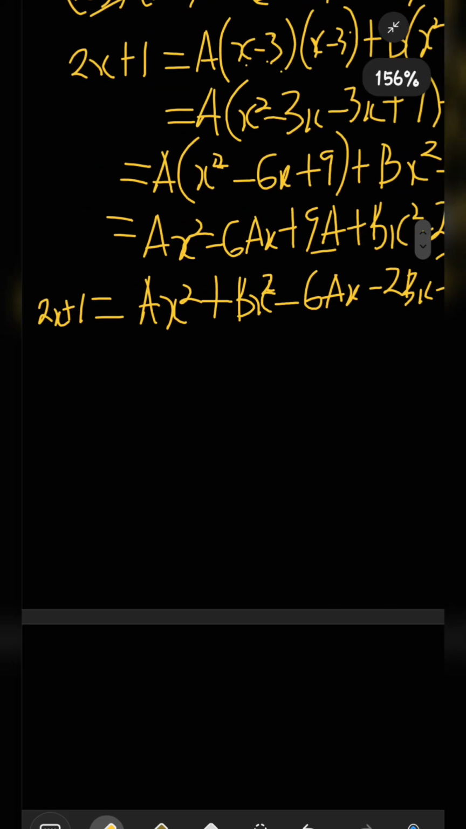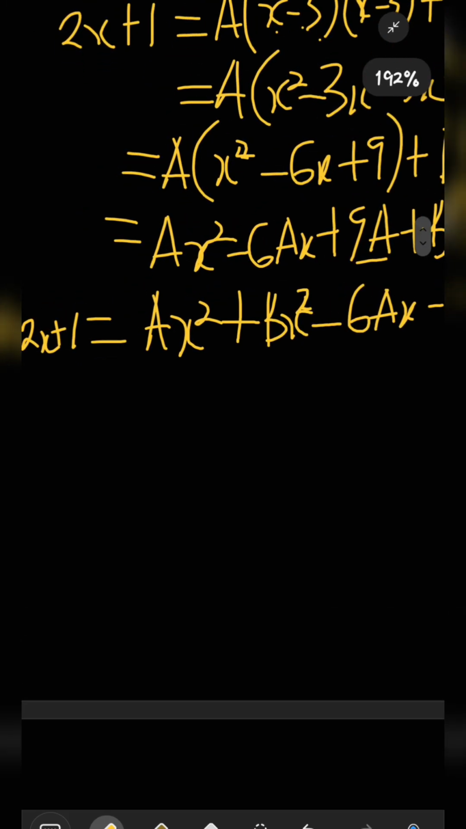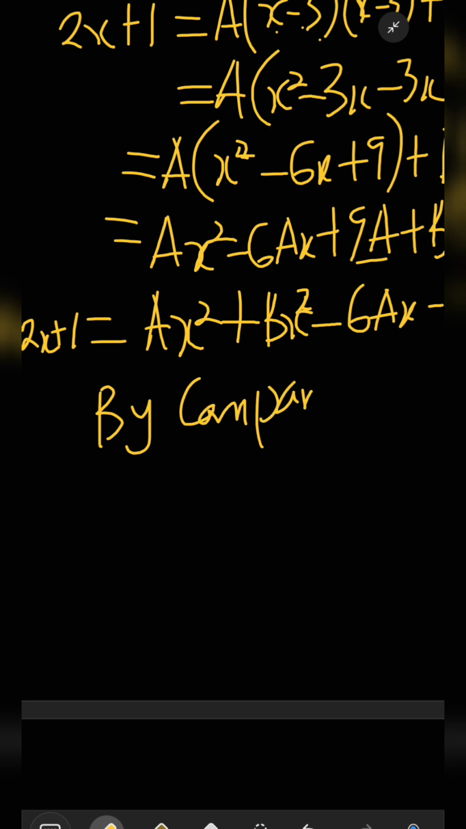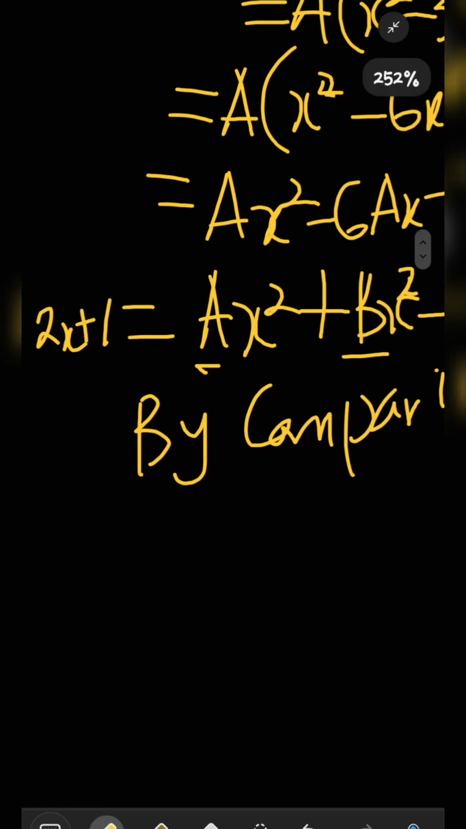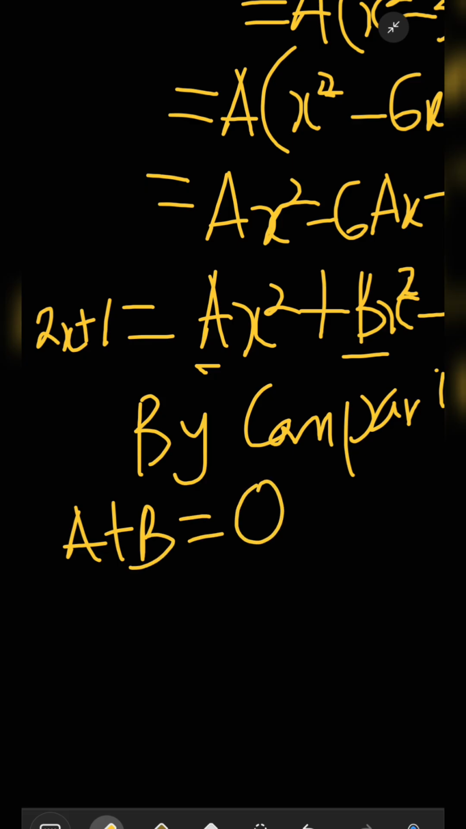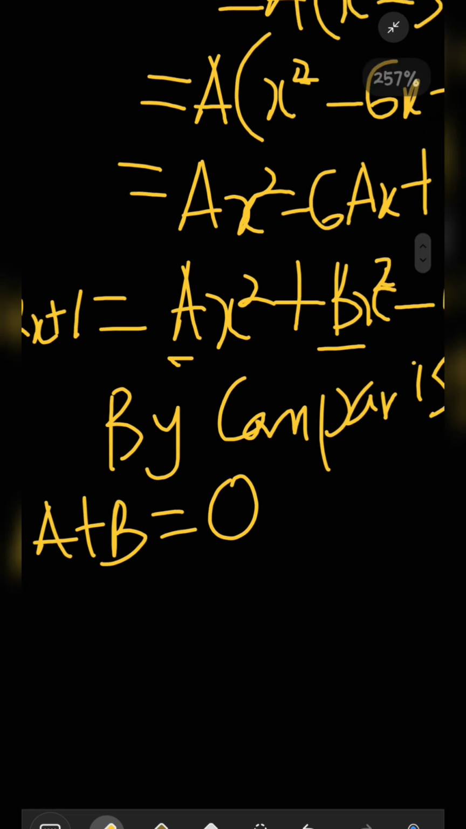Now we are going to use the comparison method to solve. By comparison, we take the coefficient of x squared. So we have A and B as the coefficient of x squared. If we look at the left hand side, we see that we don't have x squared. It means that the coefficient of x squared is 0. So we have A plus B for the coefficient of x squared is equal to 0 when we are comparing it with the left hand side.